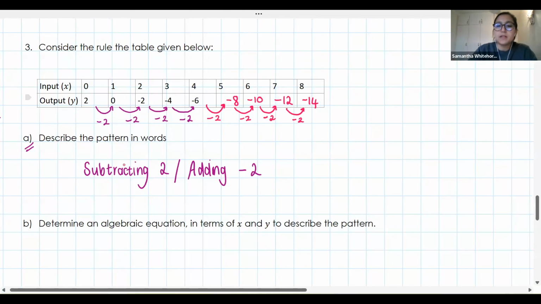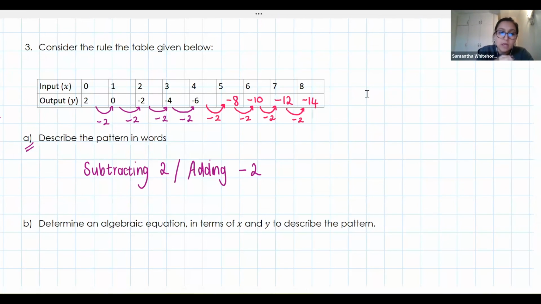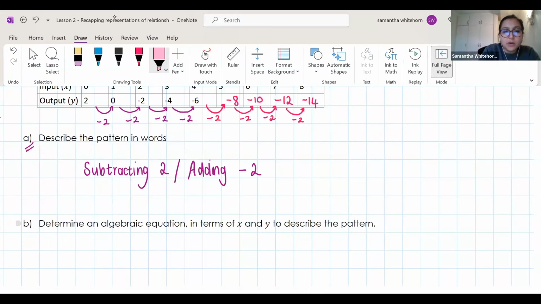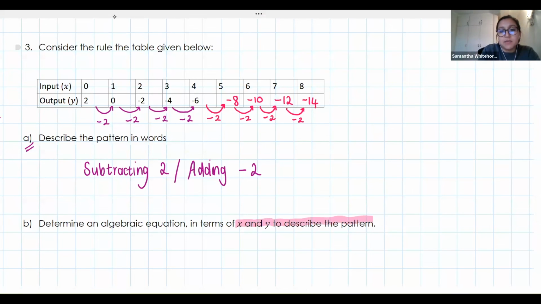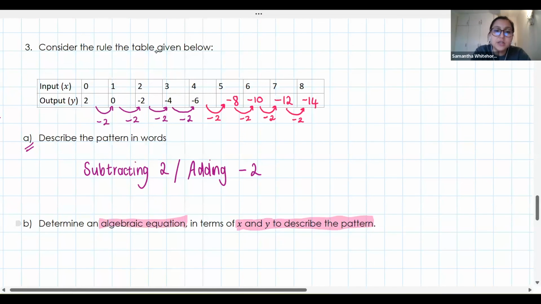Now, remember, we spoke about this in our pattern section. As great as that is to just keep subtracting 2, if I then went and asked you for the 35th pattern, you don't want to sit subtracting 2 until the 35th one. You want a quick way to get to your answer. And this is now where the algebraic rule or the equation that we have worked with is going to be very helpful for us. So here it asks us in question B to determine an algebraic equation in terms of x and y.